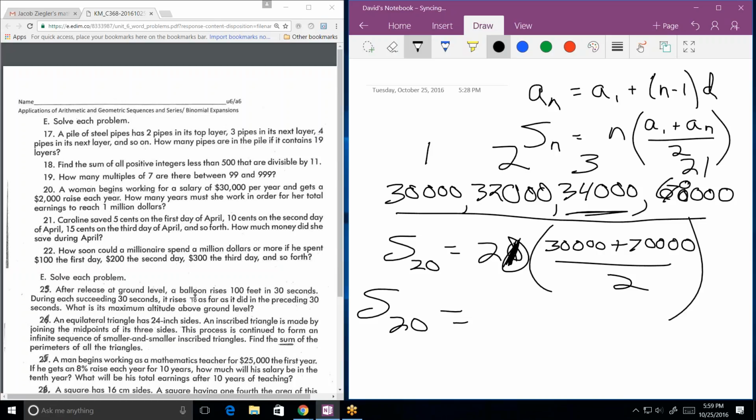Not that they asked, but we can see that it is. In other words, as long as I know that the sum of 20 terms equals 1 million exactly, then I know it's 20 years.